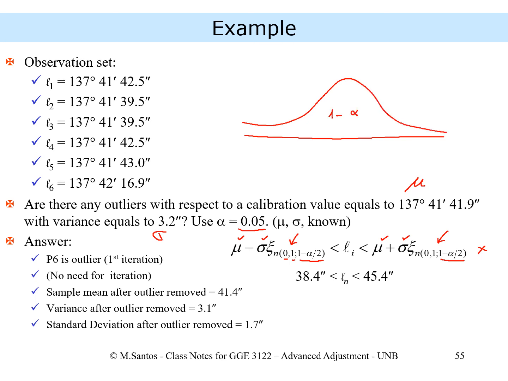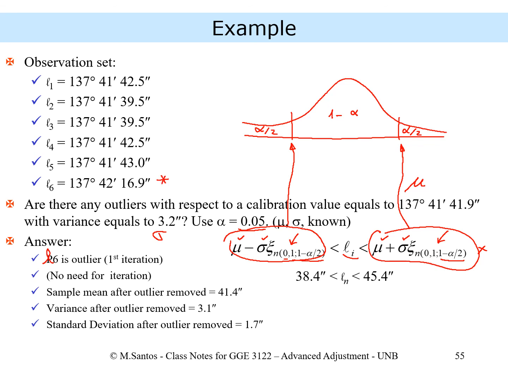1 minus alpha, alpha over 2, alpha over 2. So this side here corresponds to this limit. This side here corresponds to this limit. So in the solution, when you do the test, we're going to see that observation L6 is an outlier. There is no need for iteration.